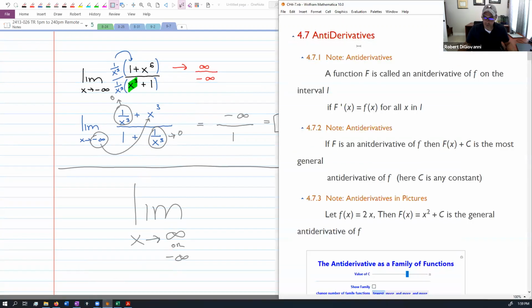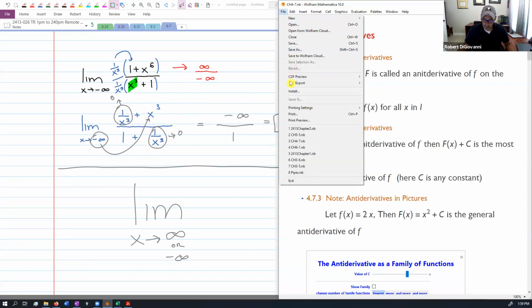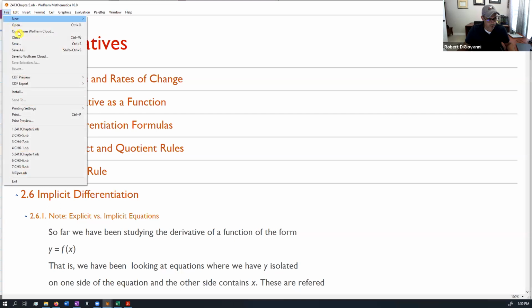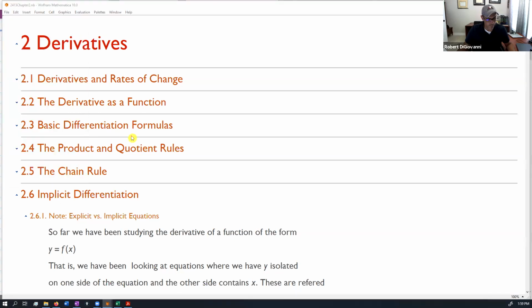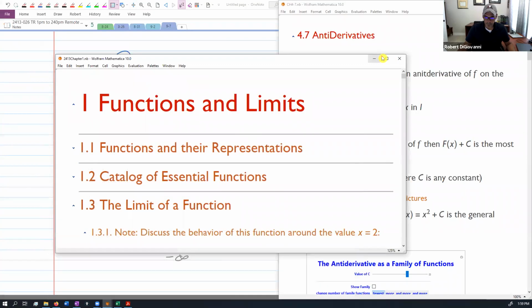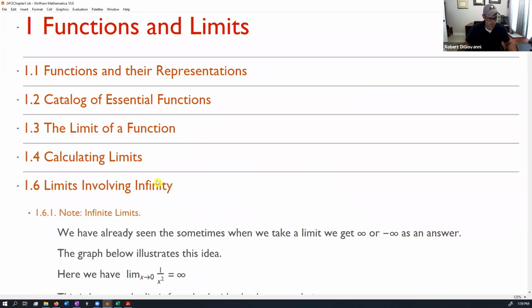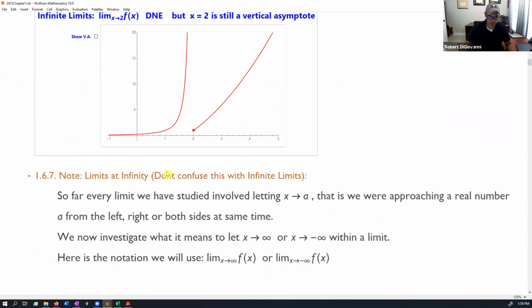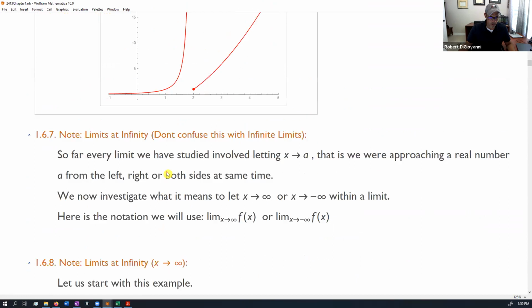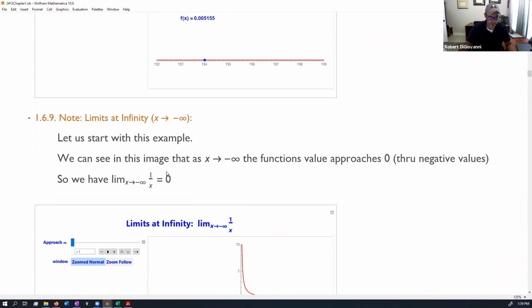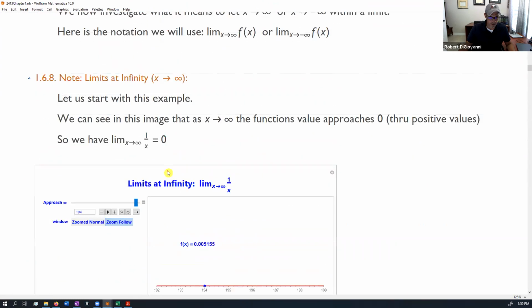Let me open up the notes for today. Hold on. Where is it? Chapter 2. Oh no, chapter 1. Okay, limits involving, so we just did what are called infinite limits. Sorry. There we go. Limits at infinity. There we go.